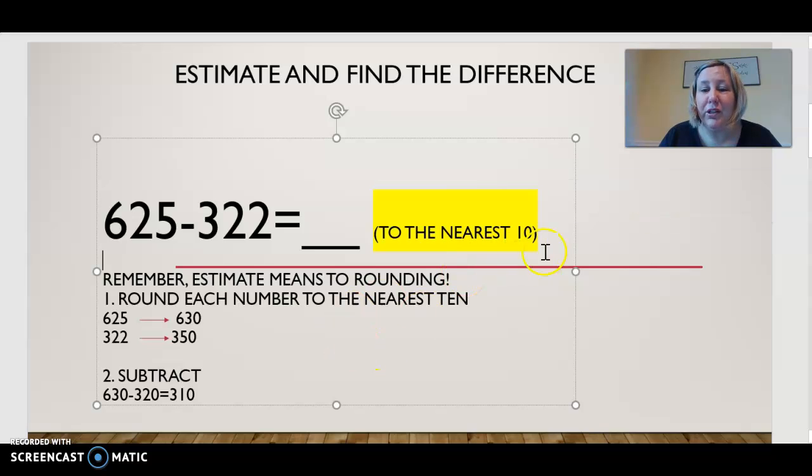So what you're going to do, remember, first you round each number to the nearest 10 and then you can subtract. So 625 rounds to 630. 322 rounds to, oh my goodness, I made a mistake. It says 350. It doesn't round to 350. What does it round to? That's right, 320. Then you subtract 630 minus 320, and then the answer is 310.